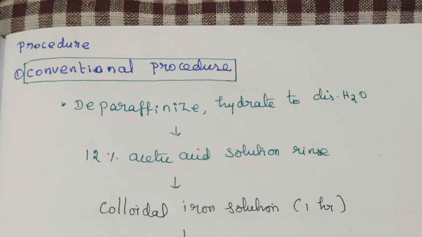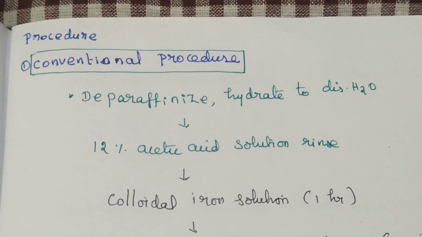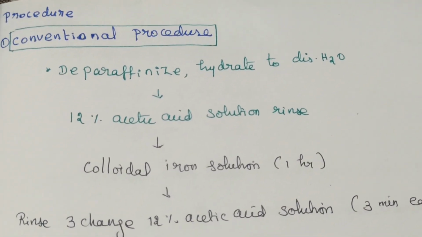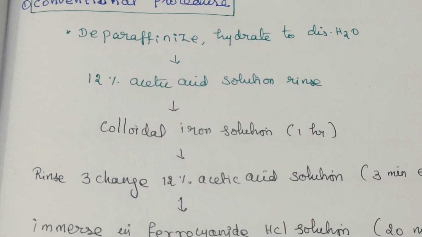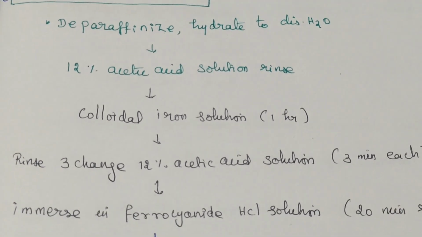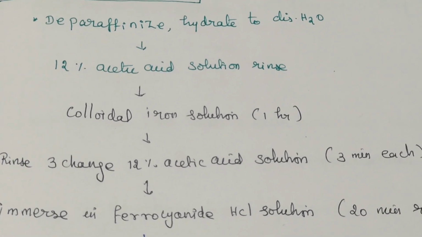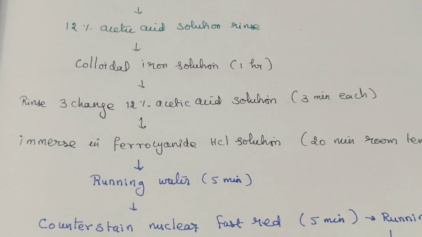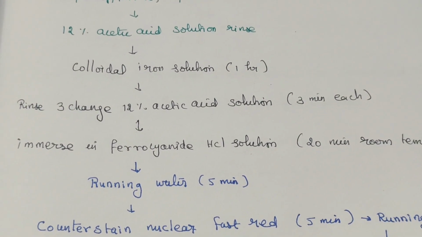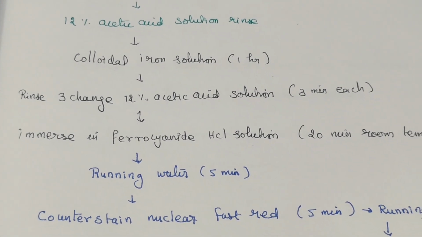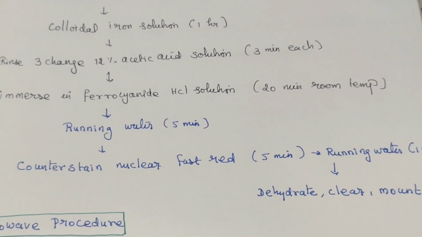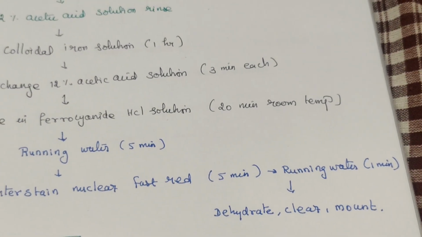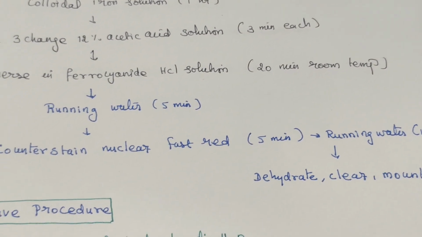Then the procedure for the Muller-Mowry colloidal iron method has two methods, conventional and microwave. In the conventional procedure, deparaffinize and hydrate the slide to distilled water, then add 12% acetic acid solution, then colloidal iron solution, then rinse in 3 changes of 12% acetic acid solution, then immerse in ferrocyanide HCl solution, then running water for 5 minutes, then counterstain with nuclear fast red, dehydrate, clear and mount.